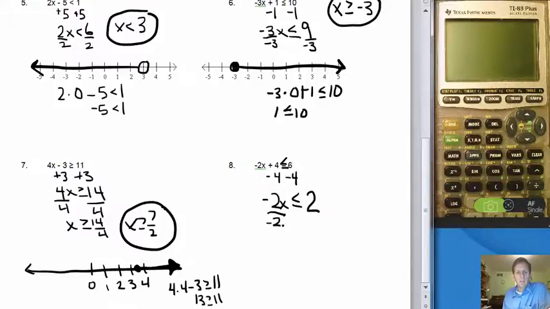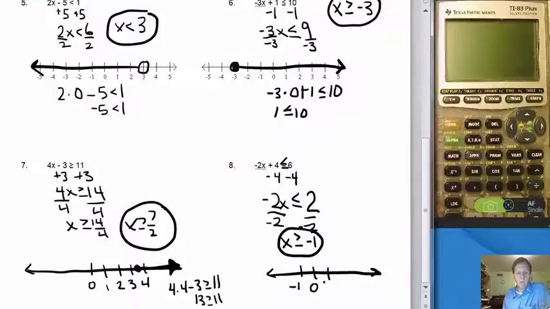To solve this, we'll divide both sides by negative 2. Negatives cancel over here. We have an x. Because we're dividing by a negative, this is going to switch to a greater than or equal to, and 2 divided by negative 2 is equal to negative 1. There's your solution. When we graph this, you're going to have your value at negative 1 over here. We're going to have a closed circle at negative 1, shading to the right.